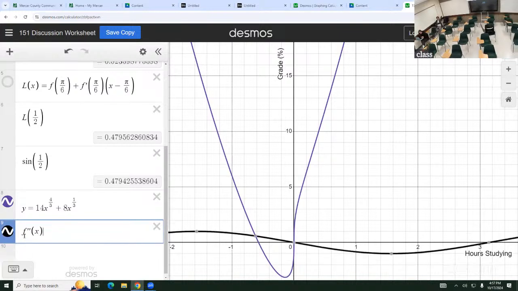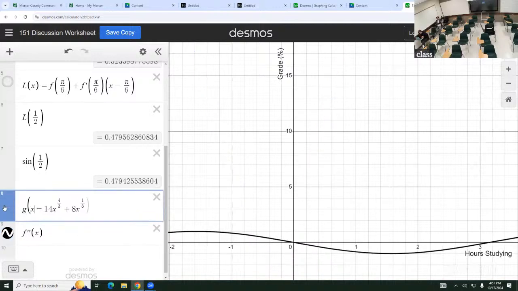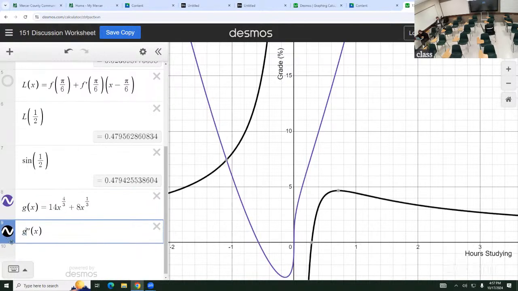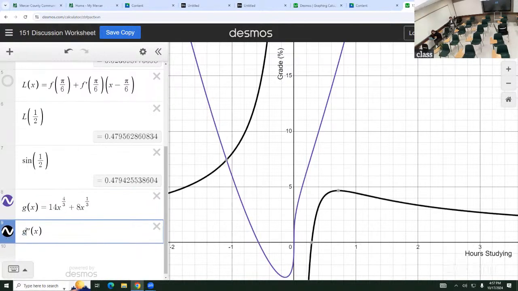Uh-oh. We have a function in there. So we'll call this g of x. We'll call this g double prime of x. Okay, I found the second derivative. What's that tell me? What am I looking for when the second derivative is what?